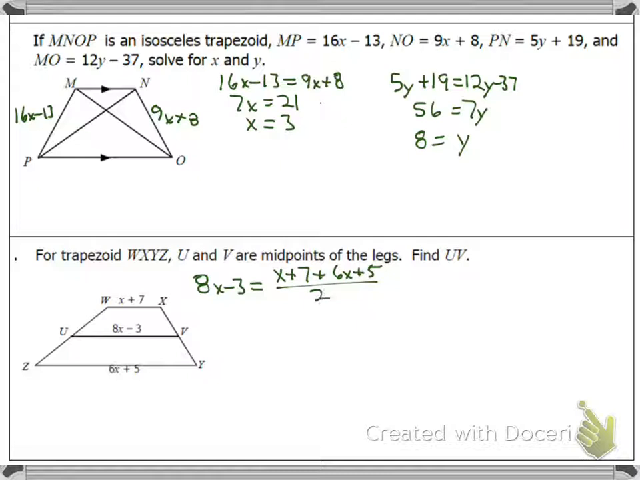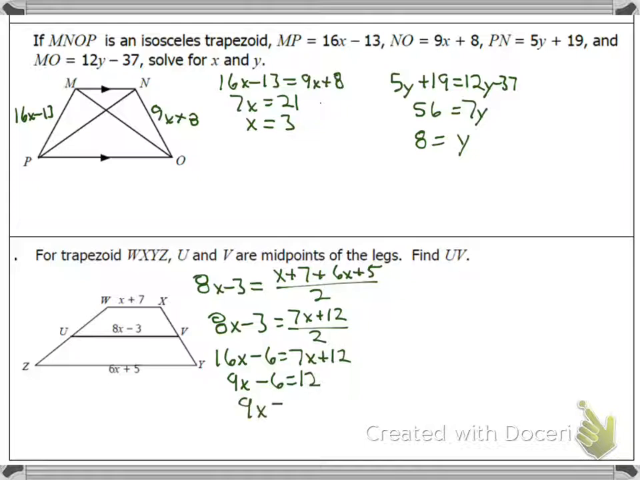Now average means we divide by 2 here. So we got 8x minus 3 equals 7x plus 12 over 2. Now I don't want to take half of 7x plus 12 because 7 is an odd number. So instead let's multiply the 2 over and get 16x minus 6 equals 7x plus 12. We can then subtract 7x, we get 9x on the left side. We then add 6, we get 9x equals 18, and x is 2.